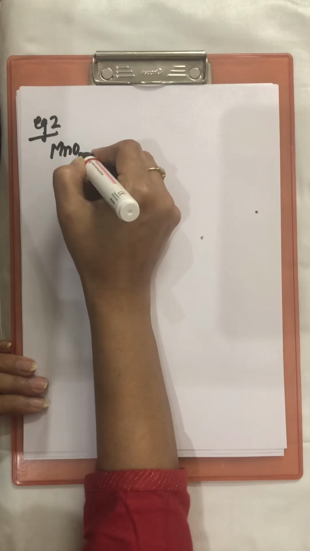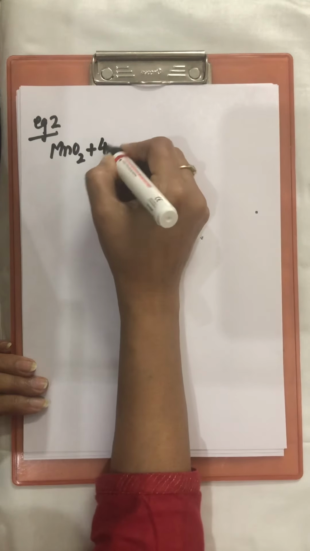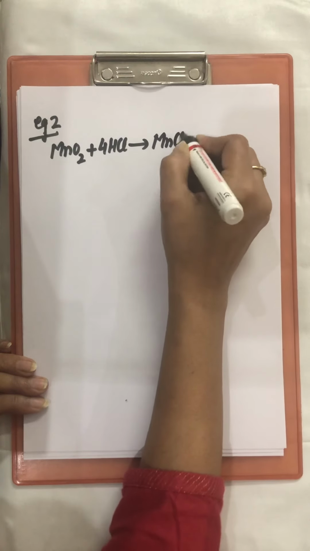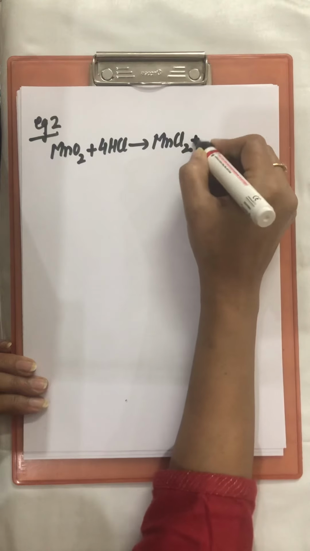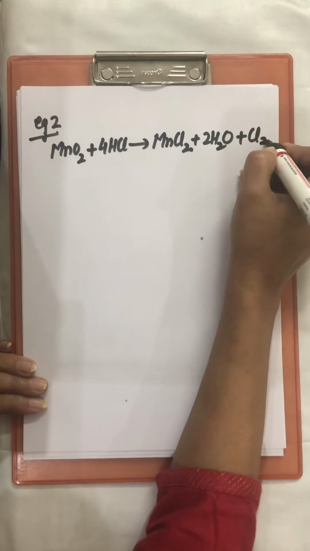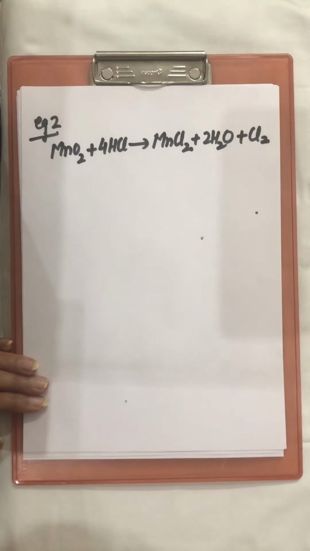MnO2, manganese dioxide, when it reacts with hydrochloric acid, forms MnCl2, manganese dichloride, water and chlorine. In this reaction, we have to tell which part is the oxidation reaction, which part is the reduction reaction, which substance is the oxidizing agent and which substance is the reducing agent.